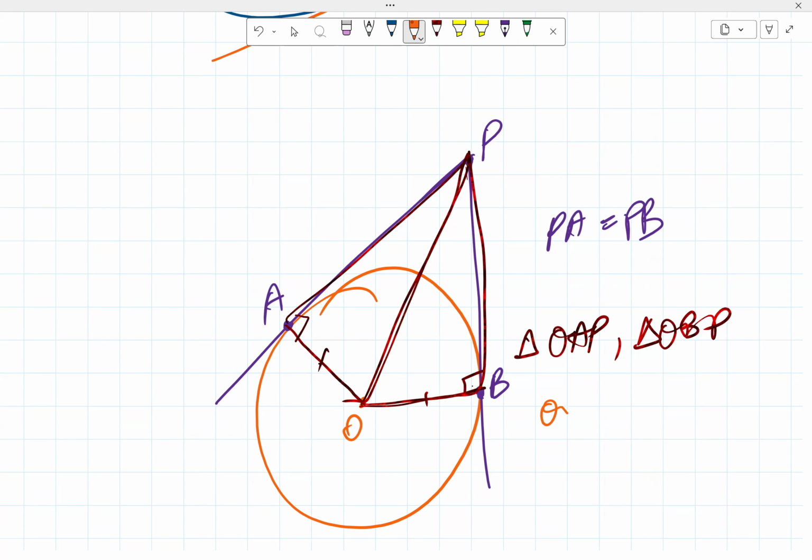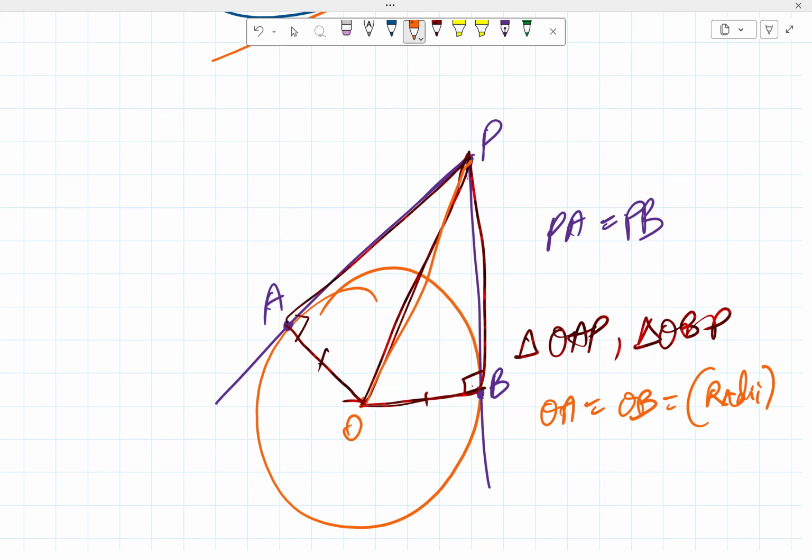So we also know that OA is equal to OB because they are both radii. Radius in two places. That's established. And OP is common to the two of them.